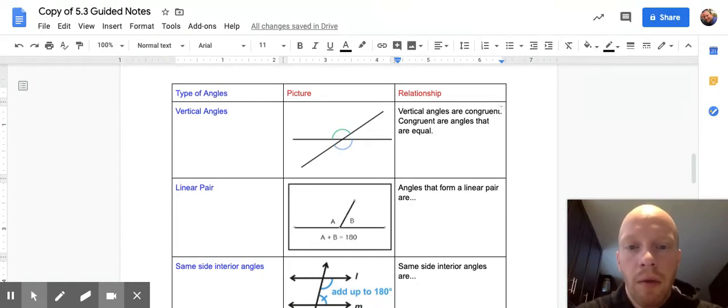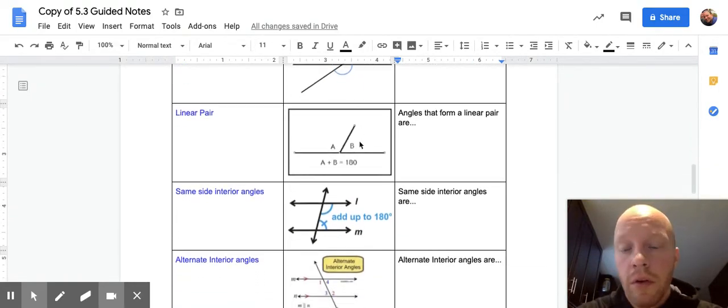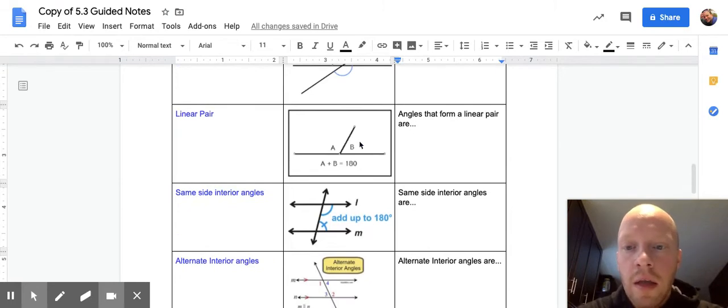Now let's move into another one that we've already learned. And we learned this, a linear pair. A linear pair, both angles A and B, and on this picture here, it shows us that A plus B equals 180. So angles that form a linear pair are, now this might be a new word, supplementary.